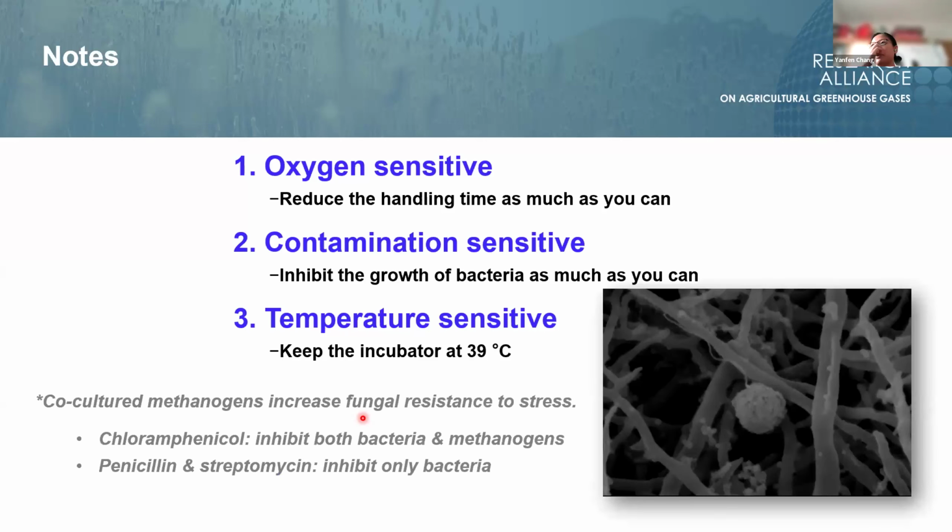And according to our experience, the co-cultured methanogens would increase the fungal resistance to stress, for example, to oxygen and to temperature. So in our lab, we usually use penicillin and streptomycin to inhibit only bacteria and to get the enrichment of fungi and methanogens. In this case, the fungi might grow much better than when we use chloramphenicol. Because if we use chloramphenicol in the enrichment, we will inhibit both bacteria and the methanogens.